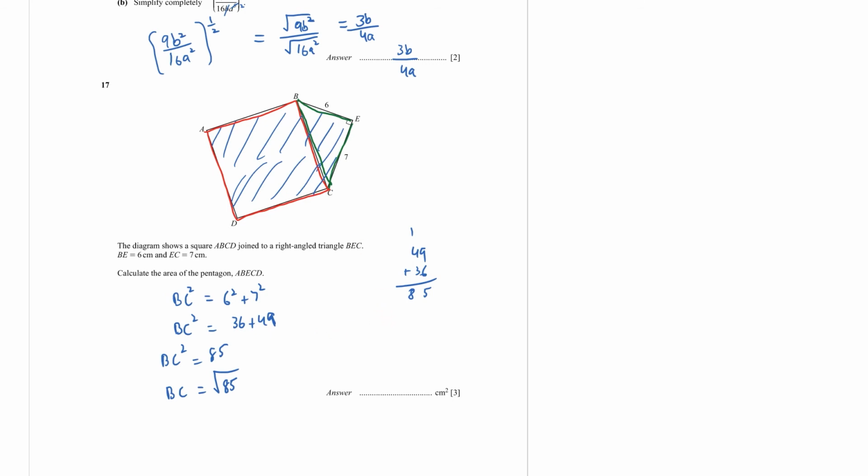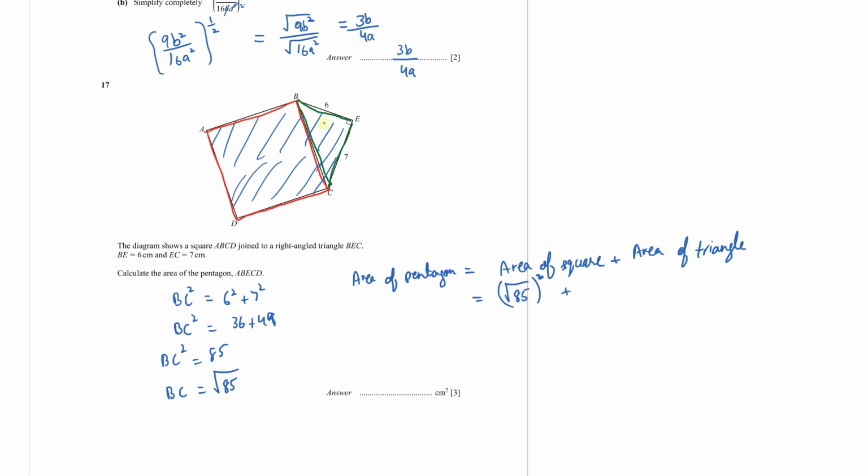Now to find the area of pentagon, area of pentagon will be equal to area of square plus area of triangle. So what is the area of square? We know that one side is square root of 85. So area will be simply square root 85 whole squared. Basically, you multiply the two sides. Square root 85 multiplied by square root 85 is basically the square of square root 85.